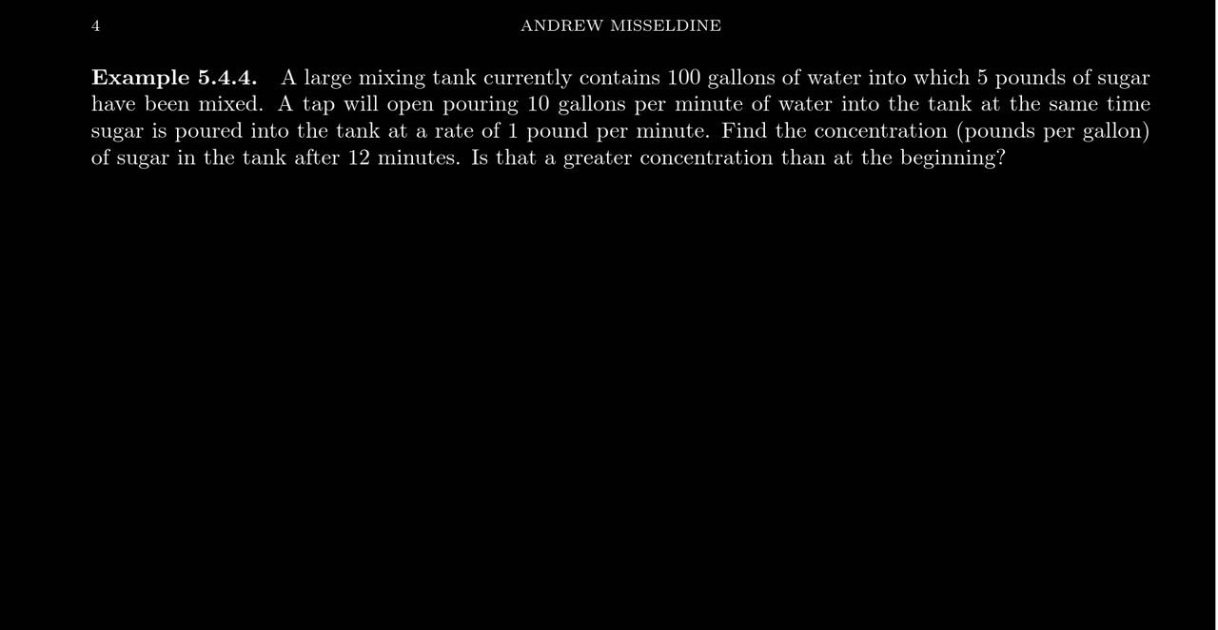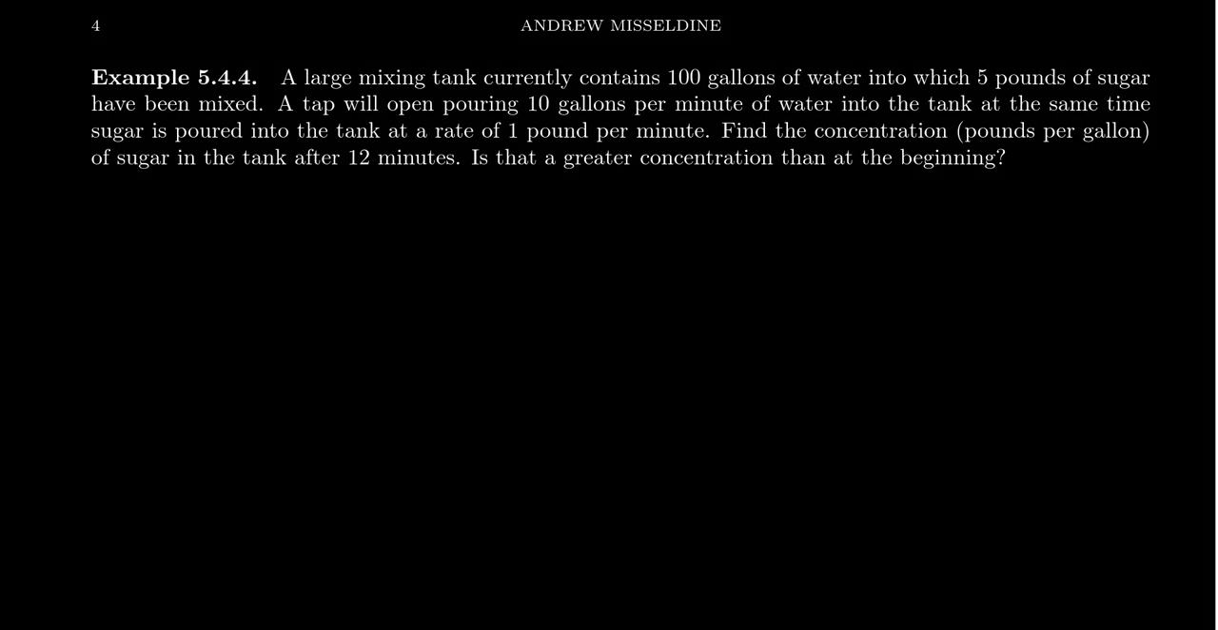Imagine we have a large mixing tank currently containing 100 gallons of water into which 5 pounds of sugar have been mixed. So maybe we're making like a giant bowl of Kool-Aid, although you might want more sugar than that for your Kool-Aid. Anyways, a tap will open, pouring 10 gallons per minute of water into the tank. At the same time, sugar is being poured into the tank at a rate of 1 pound per minute. Let's find the concentration, that is pounds per gallon of sugar, in the tank after 12 minutes.